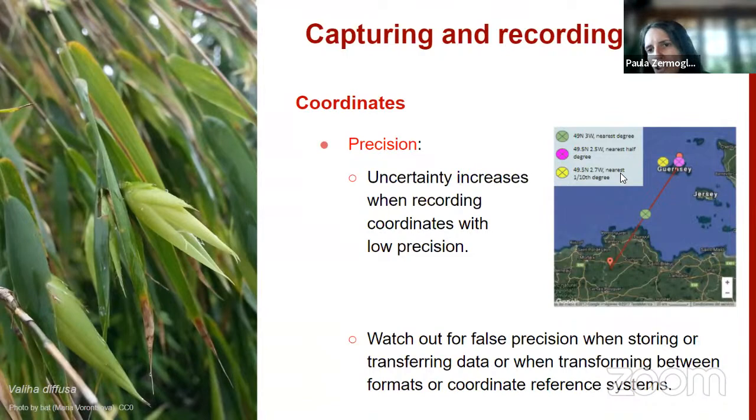And if we provide the precision to the nearest 10th of a degree, again, we have a movement. So you see that the uncertainty is bigger when we record coordinates with low precision. For example, the point was actually here, and if we are less precise in the coordinates, we end up way off the actual location that we're trying to represent. We have to be careful also about false precision when storing the data or transferring it. Be careful when we convert from one format of coordinates to another, because that can create false precision.